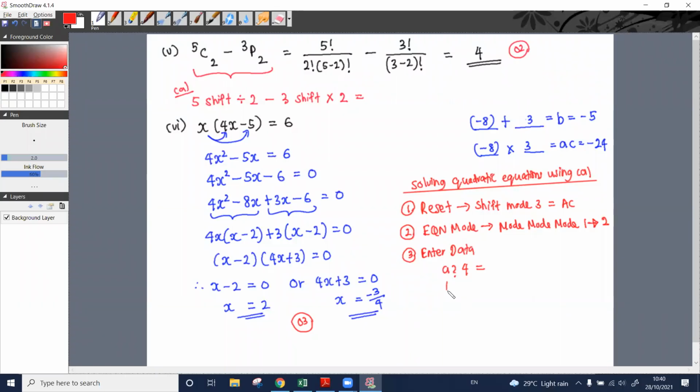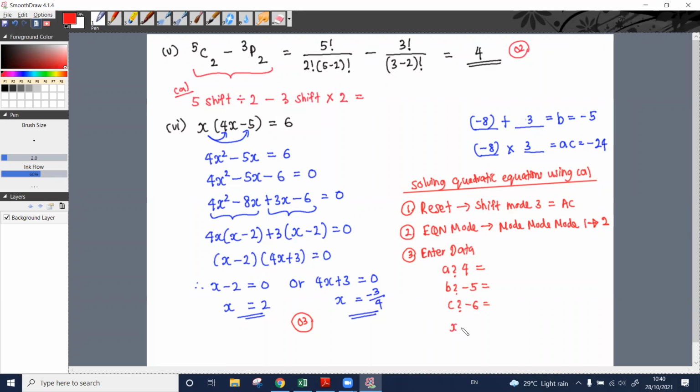Once you press equal, it will ask for a B value. What is the B value here? That is minus 5. So you need to give minus 5 and then press equal. Then it is asking for a C value. What is the C value here? C value is minus 6. Give minus 6 and press equal.